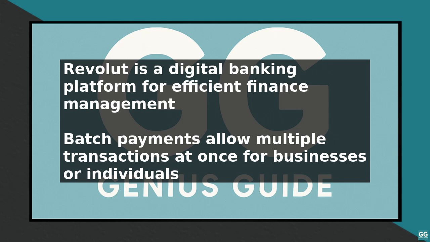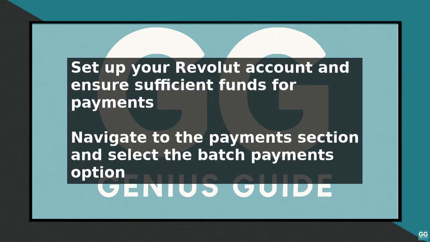First, you need to set up your Revolut account and ensure you have sufficient funds to make the payments. Once you have access to the Revolut dashboard, navigate to the Payments section and select the Batch Payments option. Here, you can upload a CSV file containing the payment details, including the recipient's name, account number, and amount.